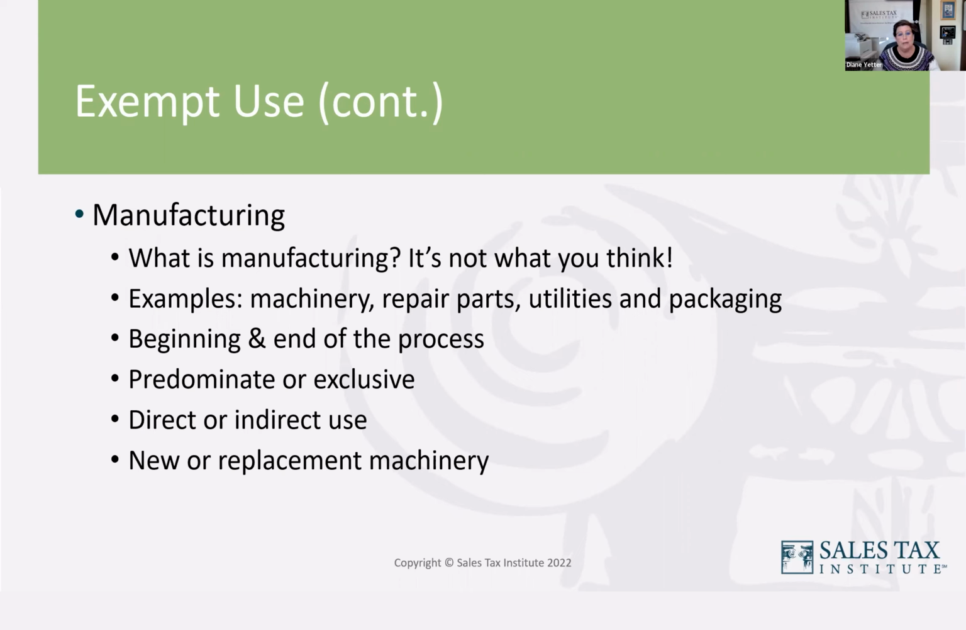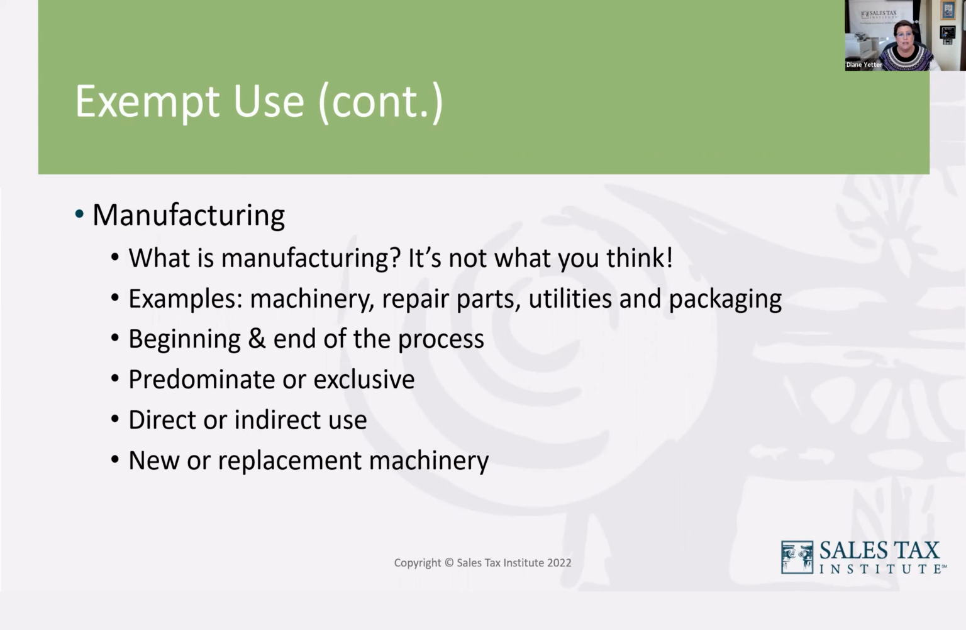Once you know if you're a manufacturer, then you have to figure out what types of purchases qualify for that exemption. Machinery, the actual equipment, what about repair parts, what about utilities, what about packaging or packaging equipment, consumable supplies, R&D? All of those different things that you might buy inside a manufacturing facility. You also need to understand what is the beginning and ending part of the process.